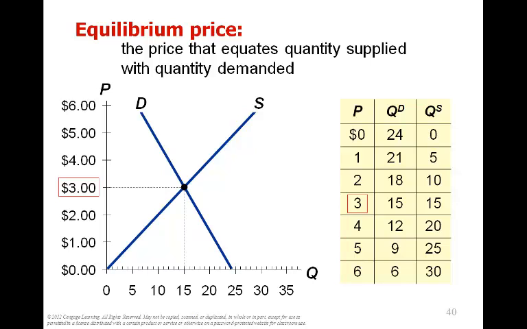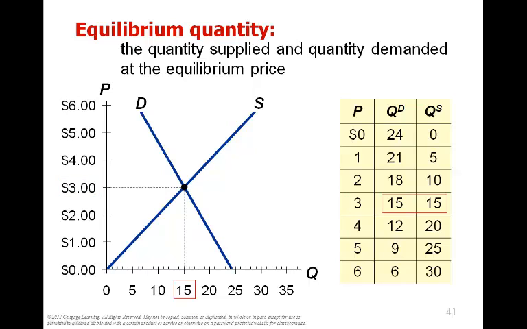Right? At any other price, there's either going to be frustrated buyers or frustrated sellers. The price gravitates towards the equilibrium price because that's the only price in which no one, neither suppliers nor demanders, have an incentive to alter their behavior.